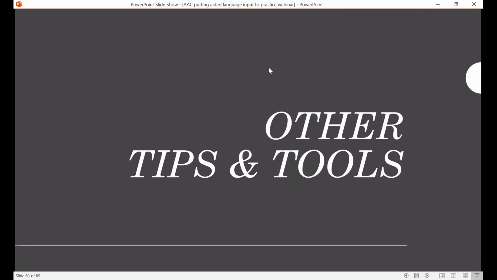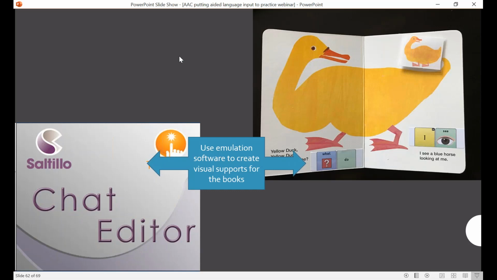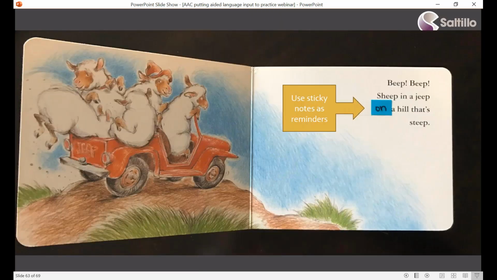All right, so some other tips and tools just to wrap this up. You probably noticed in our storybook example that there were symbols taped inside the book. If you wanted to achieve the same visual strategy, you could use our chat editor program, which I mentioned before. Not only does it give you access to all the different vocabulary, but it allows you to screenshot and print out those symbols that you're targeting. If you don't have the symbols, but you just want a reminder that this is a word you have to model, you could just use a sticky note and place it over that word. I've seen other people suggest having the sticky note on the page somewhere with the word written, so it's up to you, whatever is going to be a reminder for you.